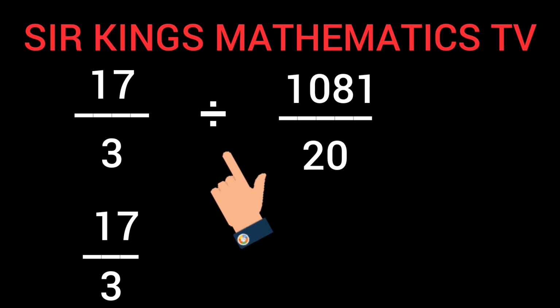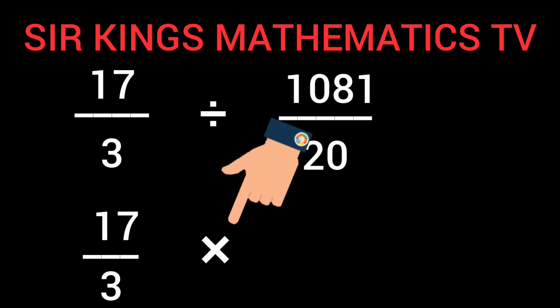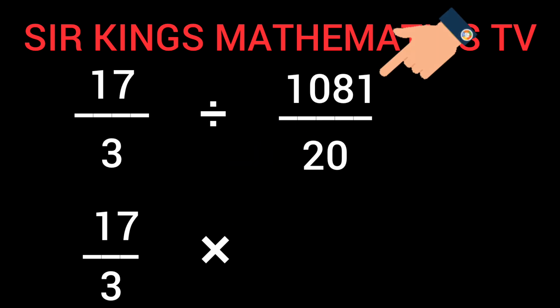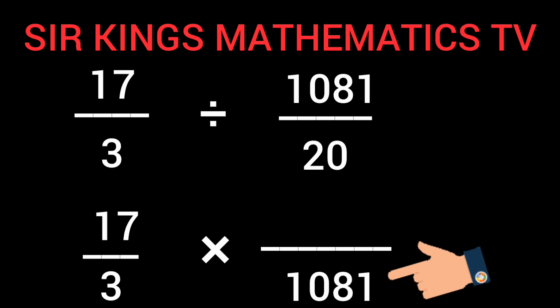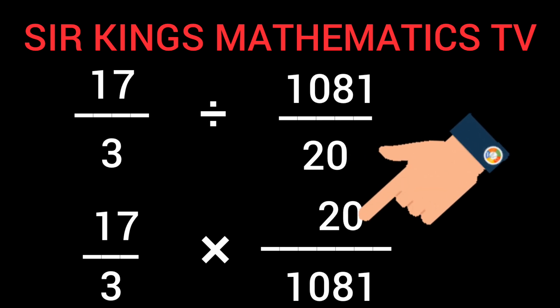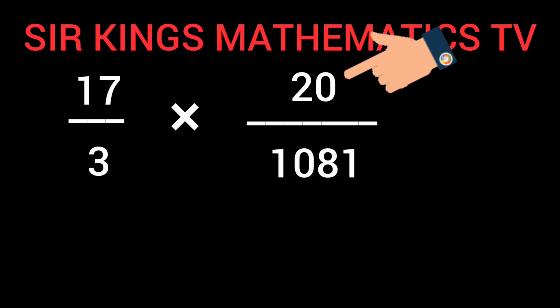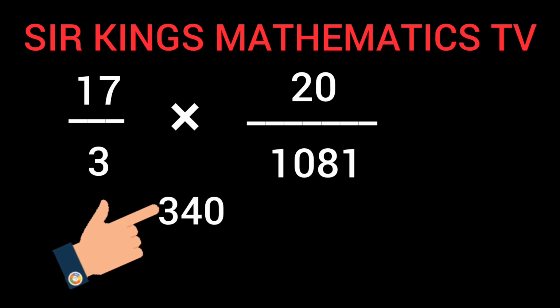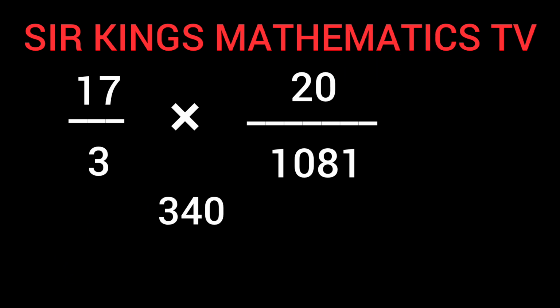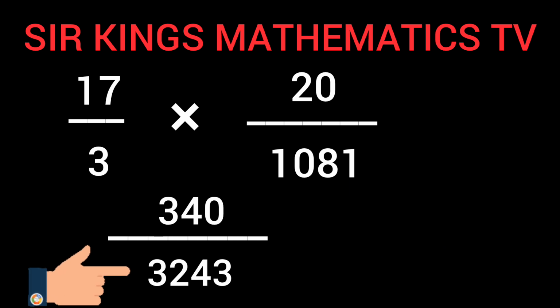This divide sign will change to multiplication sign. And for this divide sign to change to multiplication sign, the numerator will become the denominator, while the denominator becomes the numerator. Now 17 times 20 will give us 340. Put your divide sign. 3 times 1081 will give us 3243.